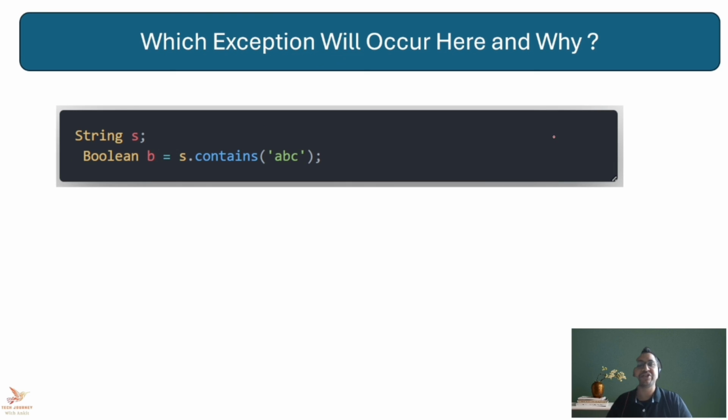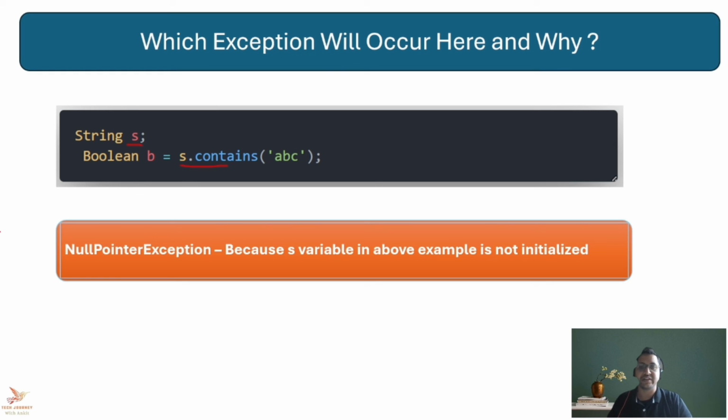Next question. Which exception will occur here and why? The exception that will occur here is the null pointer exception. And why is the null pointer exception happening? Because here you can see I have defined the S variable, but I have not instantiated that variable and am directly performing the operation. For that reason, I am having the null pointer exception.